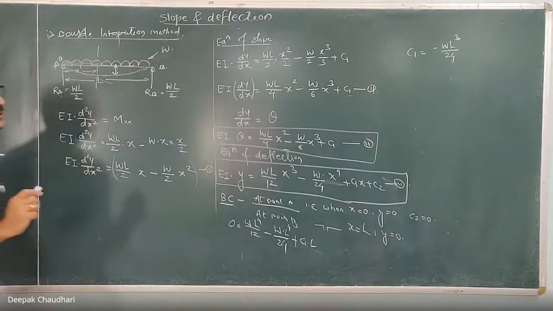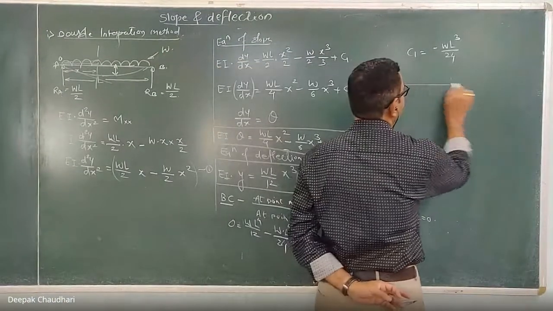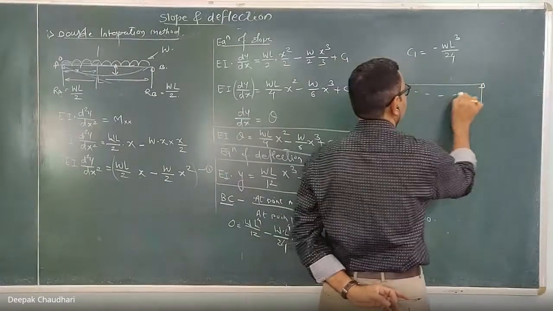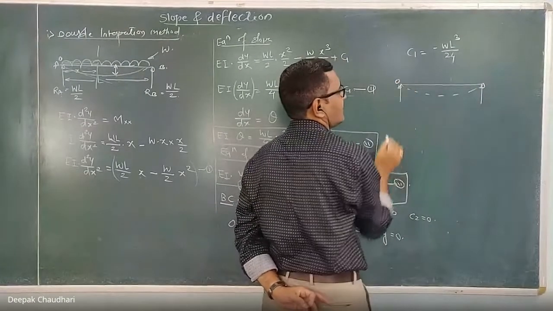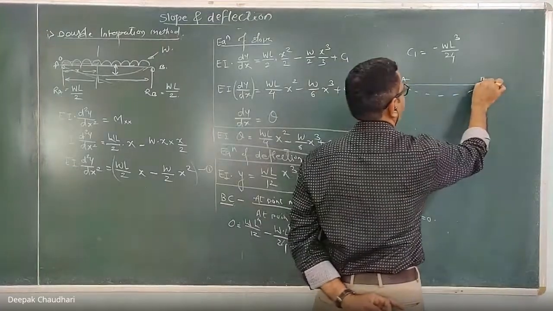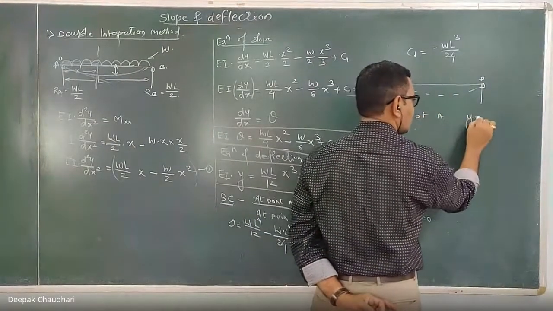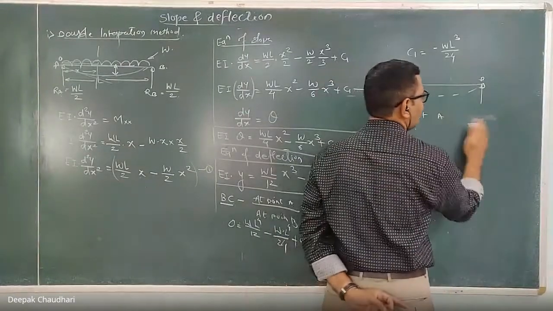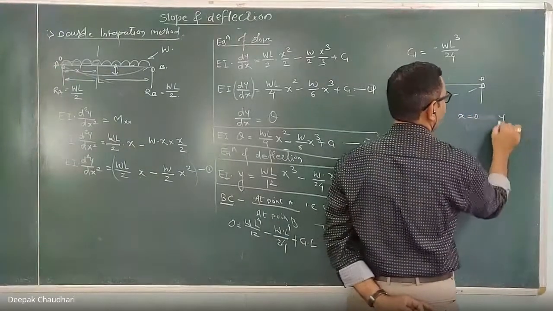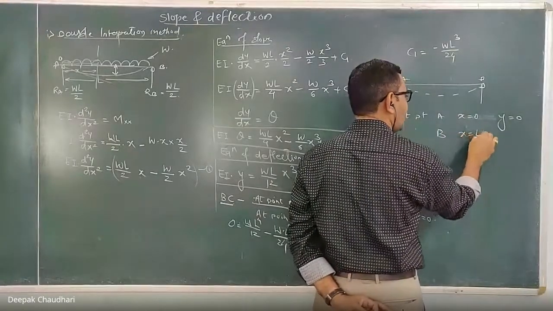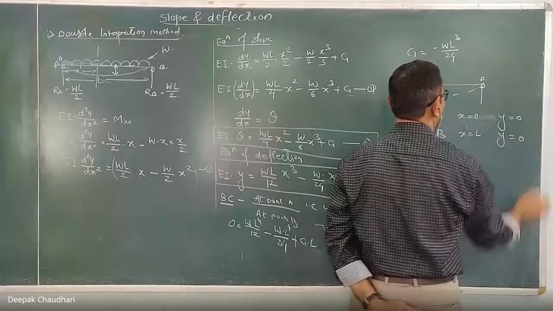For a simply supported beam, listen carefully. For this deflected curve, if I consider this as the origin, at point A deflection is 0, which means we can write one condition: when x equal to 0, y equal to 0. And at point B again deflection is 0, but at point B x equal to L, again y equal to 0.